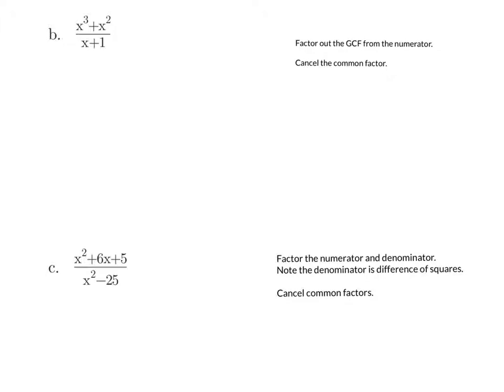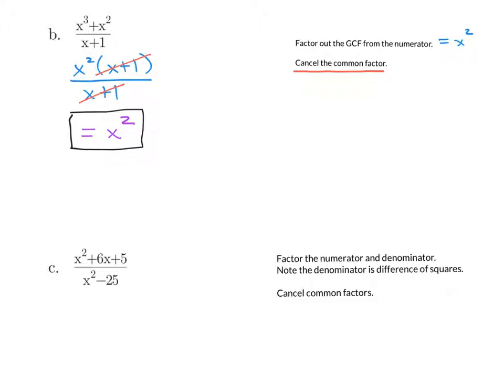Let's look at something a little bit more challenging. Again, my first step is I want to factor out the GCF from the numerator. In this case, the GCF is x squared. If we factor out x squared, inside, we are left with x plus 1. The denominator stays the same, and now we can cancel out the common factor of x plus 1. It is exactly the same, and we are left with x squared. Note, we no longer have anything in the denominator. It's implied to be a 1, but anything over 1 is itself. So our final answer is x squared.